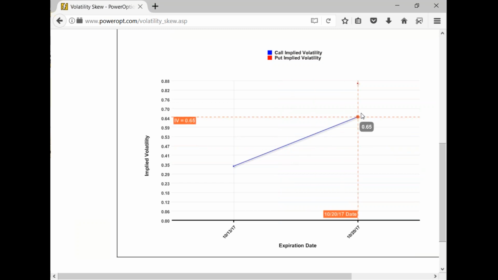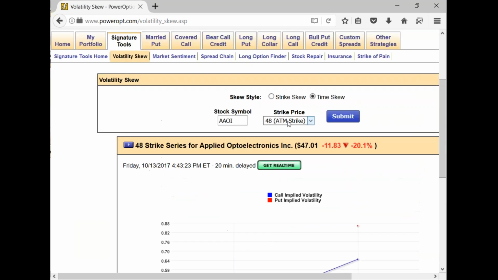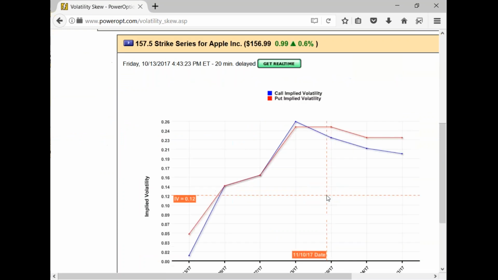And so we can see week 1 to week 2 here, 10, 13.34, 0.65. It's only giving me those two. I'm not sure why. So let's try a different position. Let's just try Apple, for example. So the at the money 175 strike.